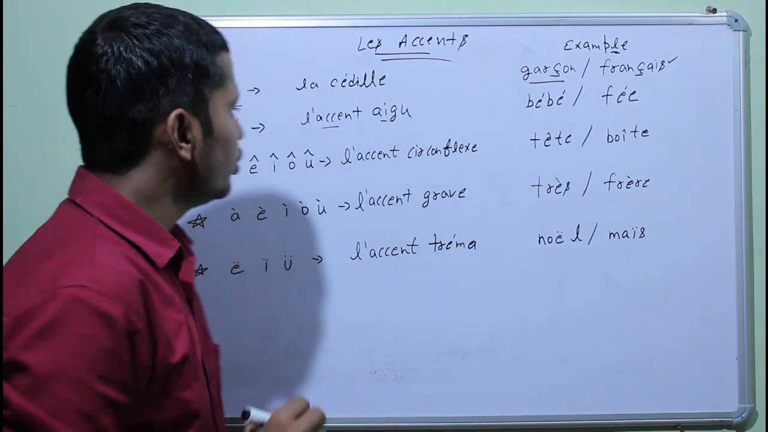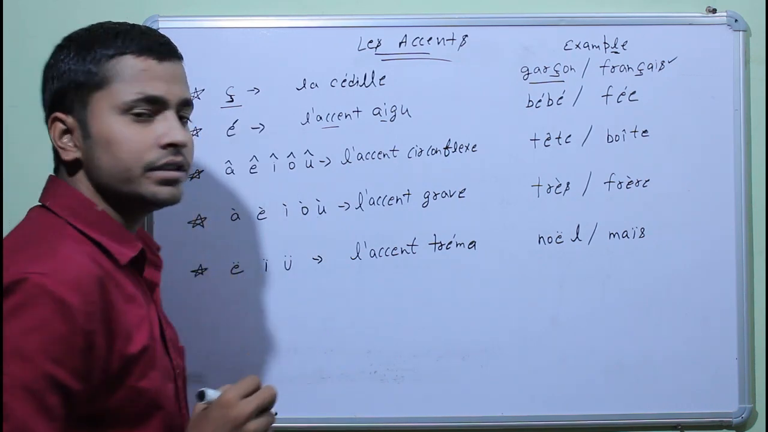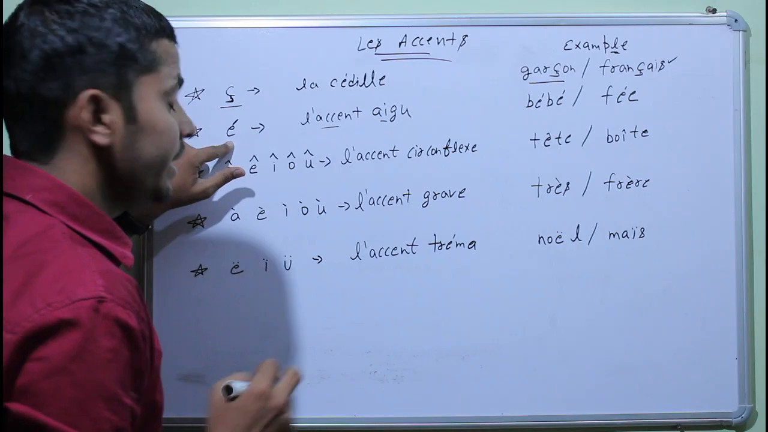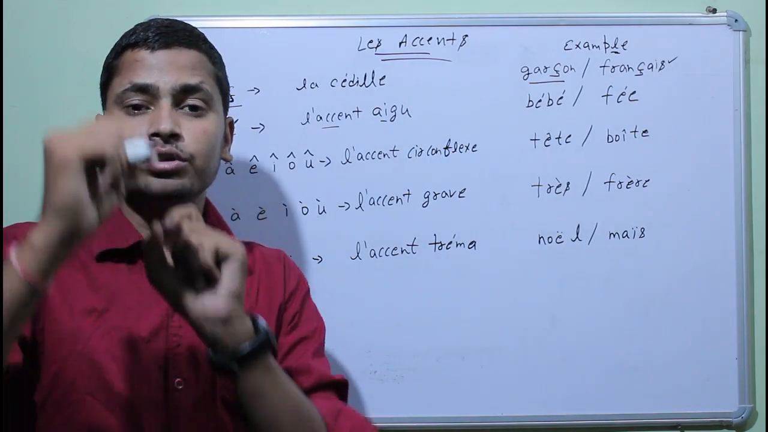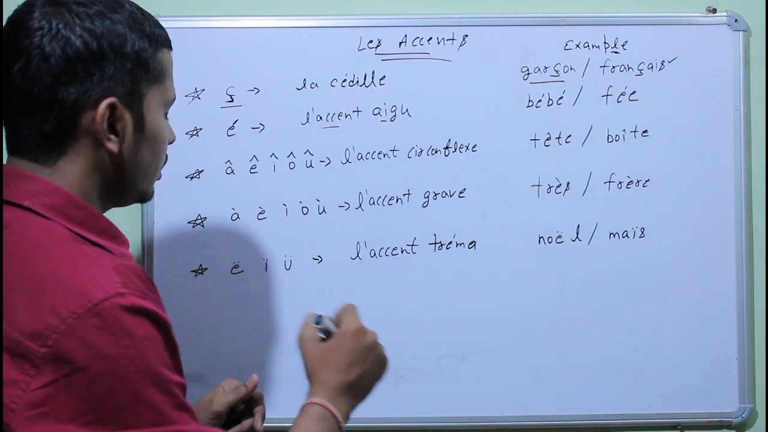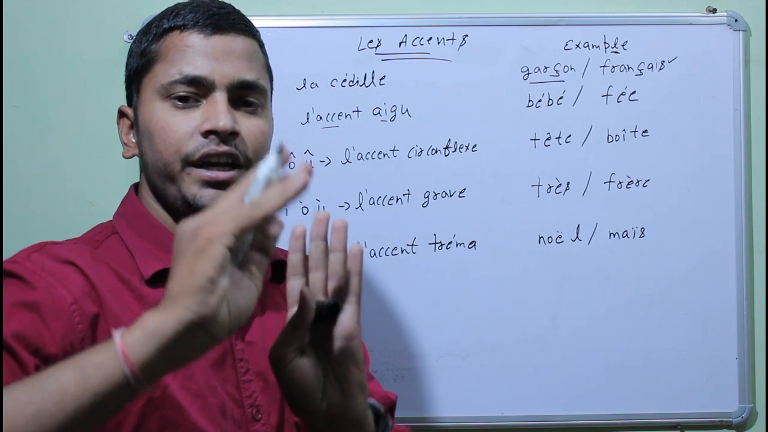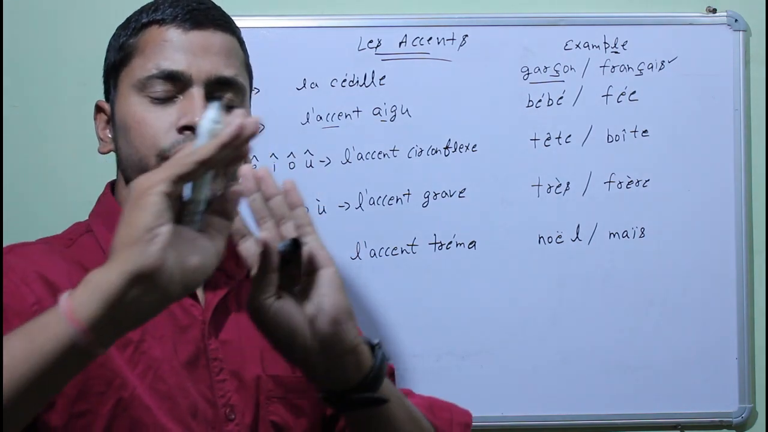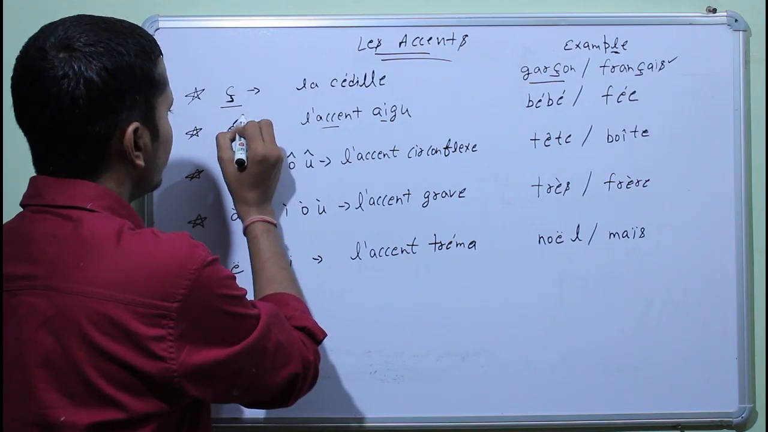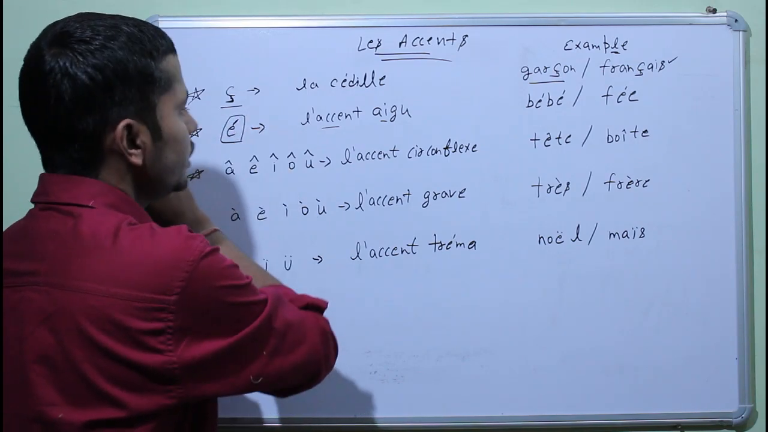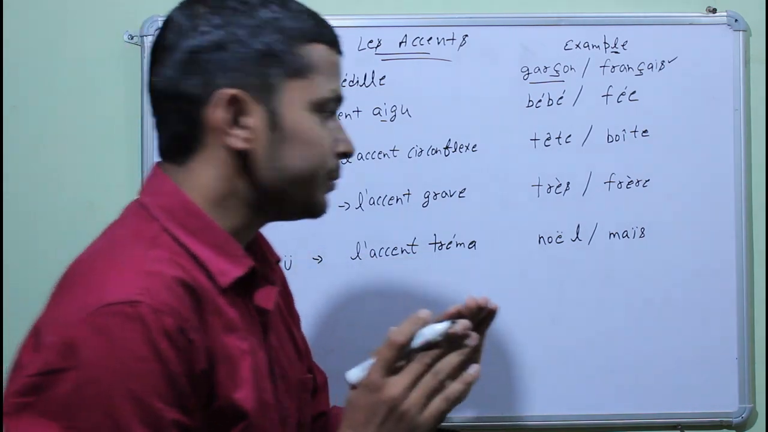Next is l'accent aigu. This accent goes to the right side, and it is always used upon E. It is not used with A, I, U, O. It is always used upon E. So how do we pronounce it when we speak?